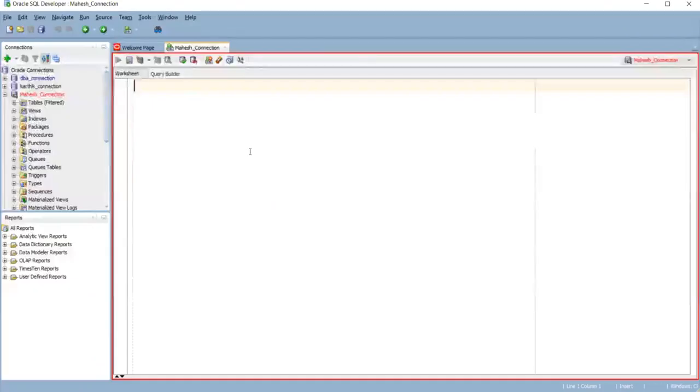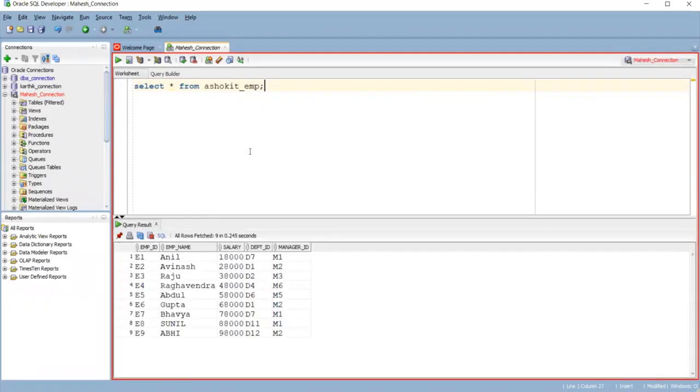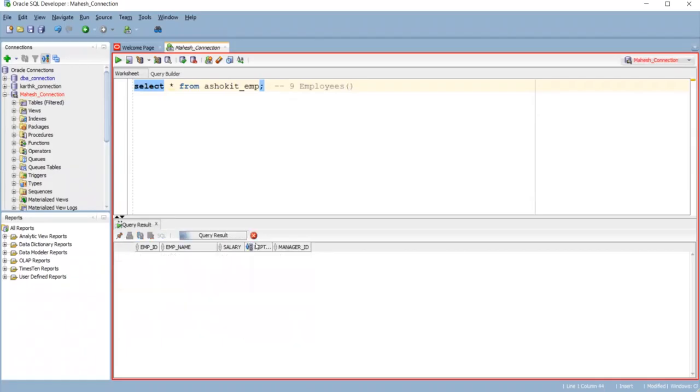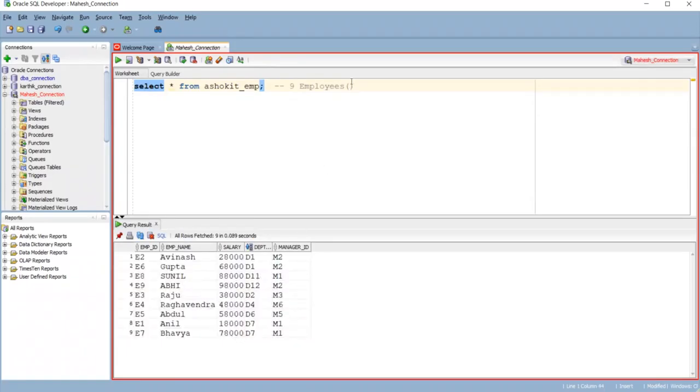So see here, select star from Ashok IT underscore employee. So how many employees are there, guys? 9 employees. And 9 employees are connected with how many departments? Can you please confirm? D1, D2, D4, D6, and D7, followed by D11 and D12. So these are the departments the employees are existing in.